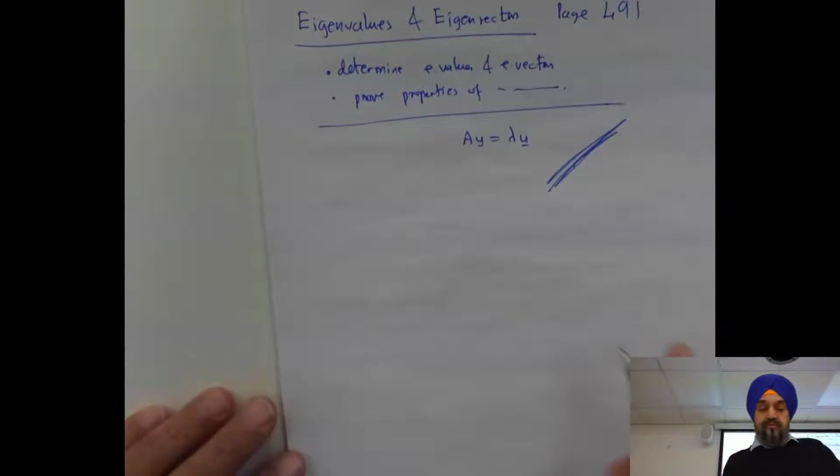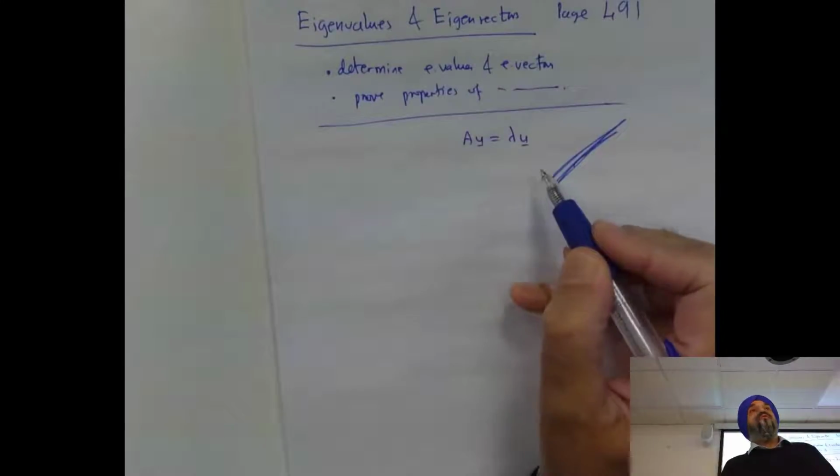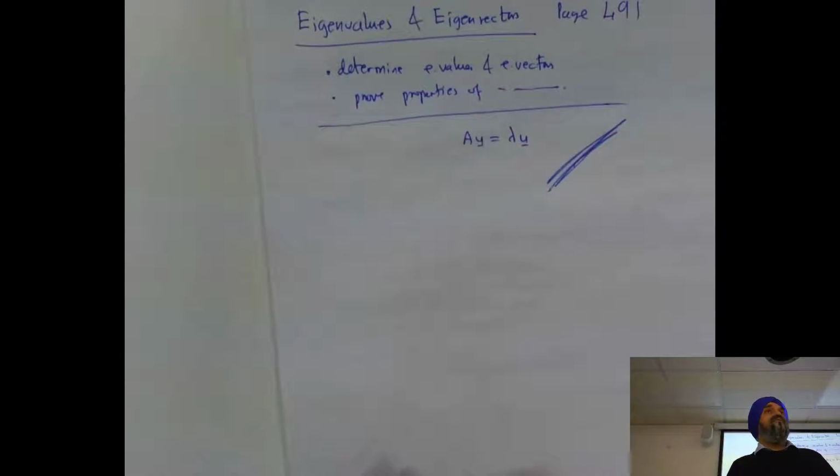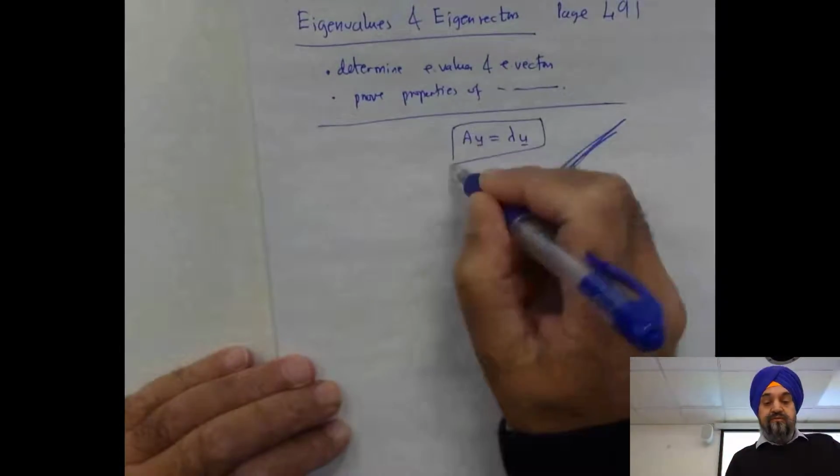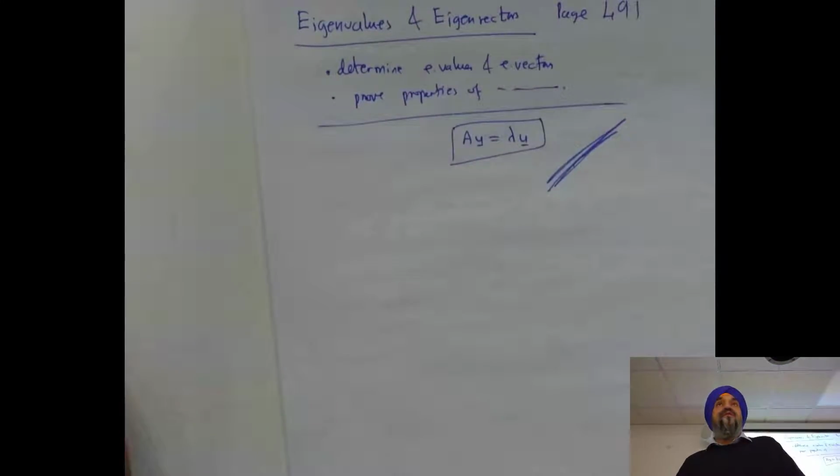Where would this hold? What vector is this going to hold for? Where does this solution hold? What we're going to do today is determine the eigenvalues and eigenvectors of a matrix, and look at some properties of eigenvalues and eigenvectors. I explained why we need this on Thursday.